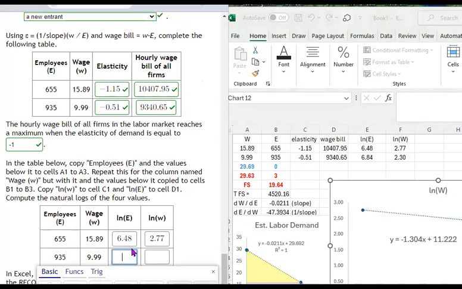And then when the wage, after the migration happens, we have more workers in this labor market, 935. The natural log of 935 is 684. And the natural log of the wage rate, 999, is 2.30, right?